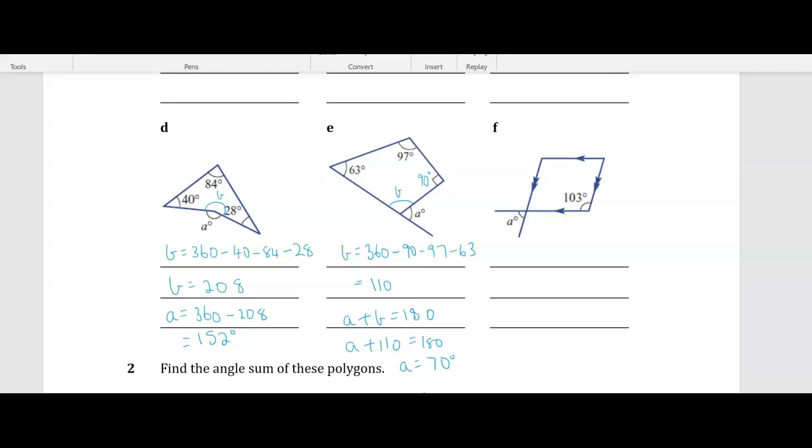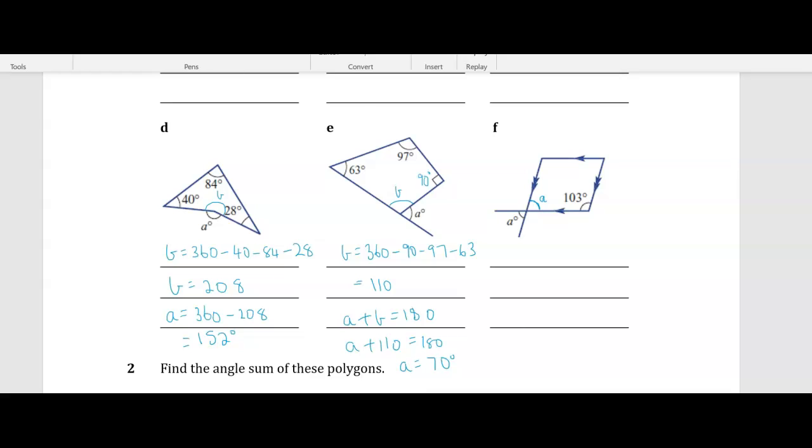Obviously, these diagrams aren't drawn to scale, but if we had an answer of, say, 230 or something, clearly it's not 230 degrees. Okay, with F, we're calculating angle A. So that is the same as this angle here. It's vertically opposite. So that is also angle A. So I'm going to label it A.